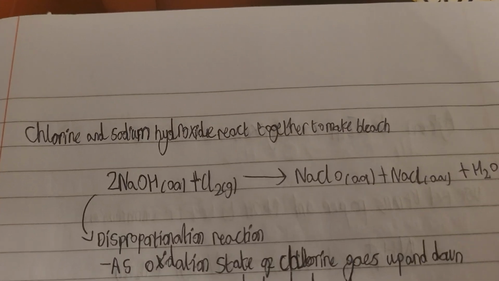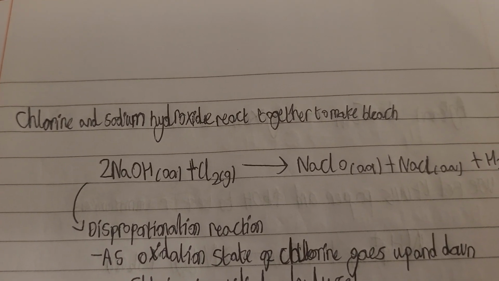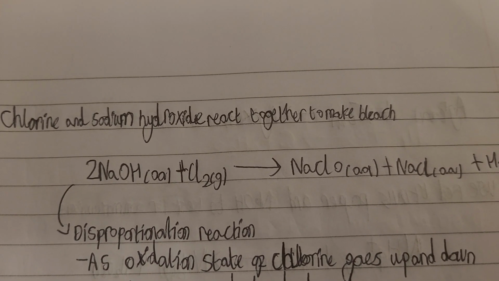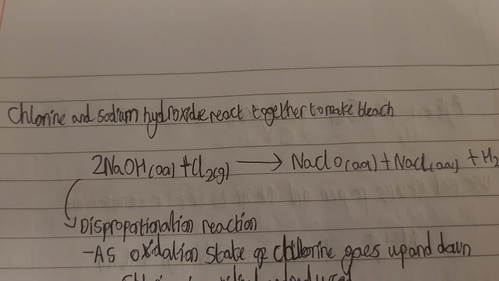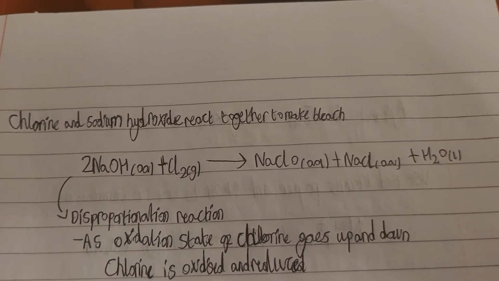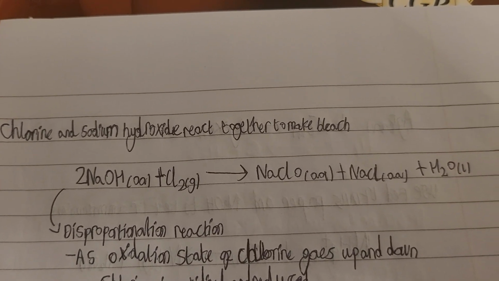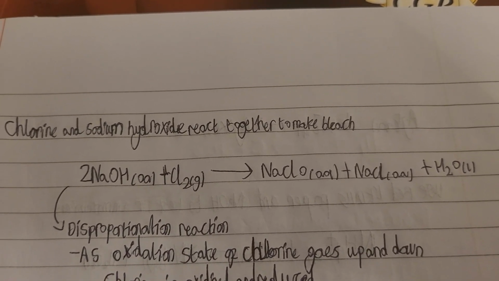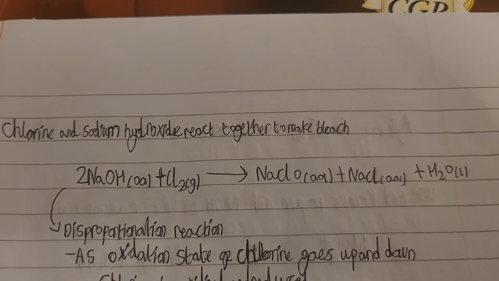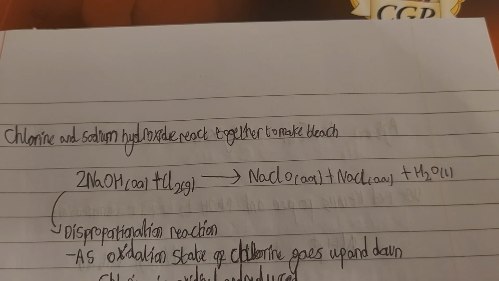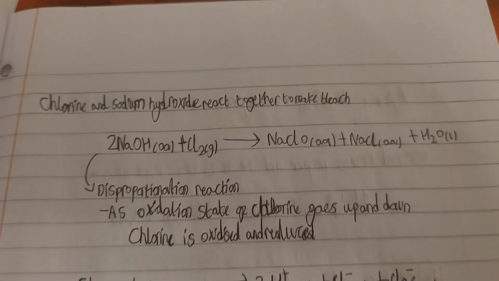Chlorine and sodium hydroxide react together to make bleach. 2NaOH aqueous plus Cl2 gas. So the NaOH has got 2, chlorine is 1, to form NaClO aqueous plus NaCl aqueous plus H2O liquid. So 2NaOH aqueous plus Cl2 gas to form NaClO aqueous plus NaCl aqueous plus H2O liquid.